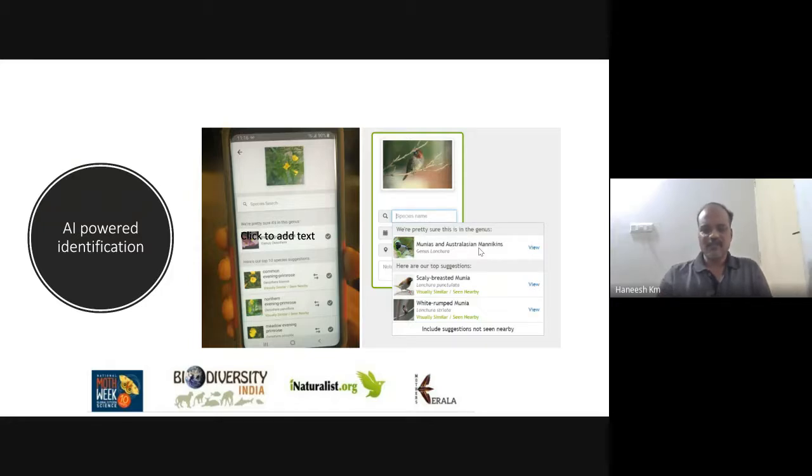If it is a very popular species, you will get the identification most of the time. Here you can see it's a munia, and they are suggesting some three or four options. You can compare them and view the species, and if it fits, you can suggest it. If you selected it wrongly, some other peer members or volunteers will say that it is not this, it is some other species. So that way it is quite easy to do.